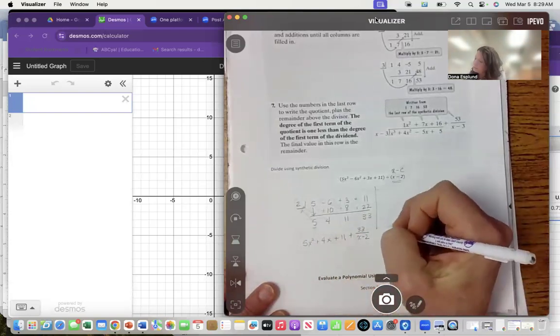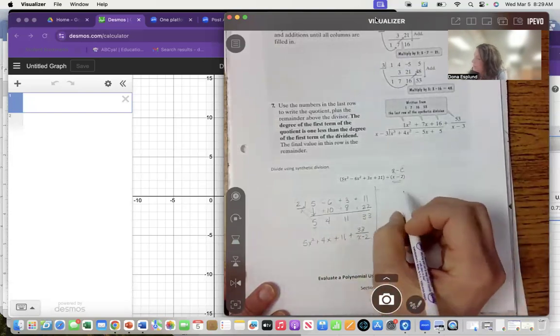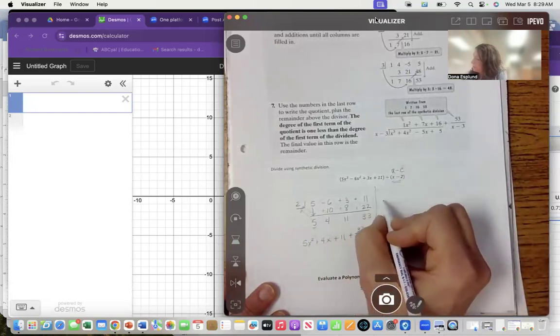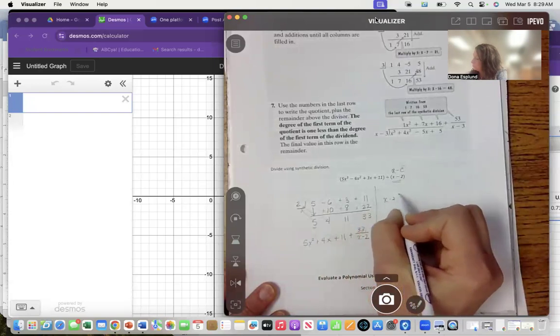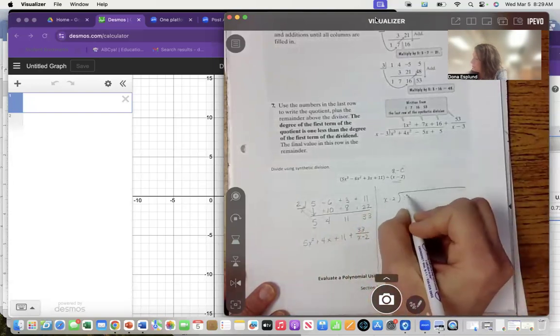Now, just to show you, if I take the long division of the same problem, so I have x minus 2, practice long division one more time.